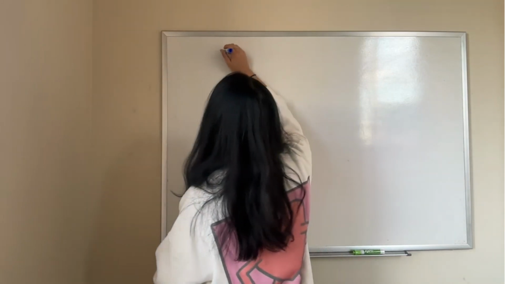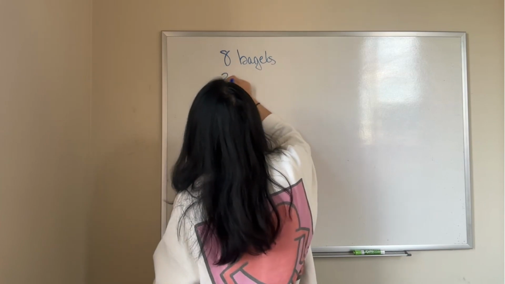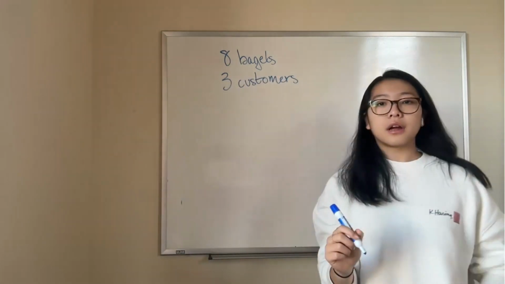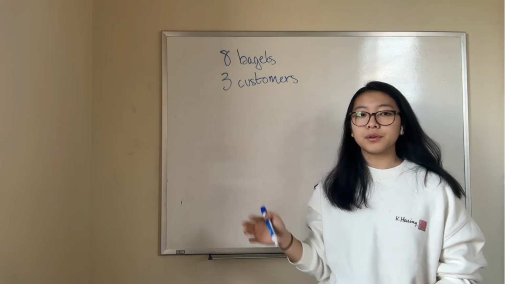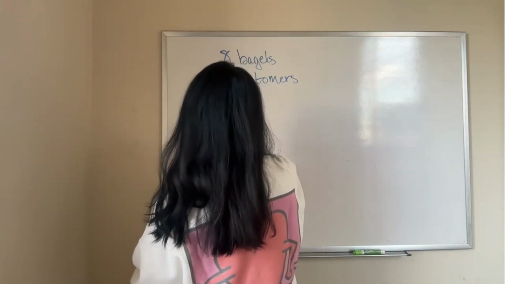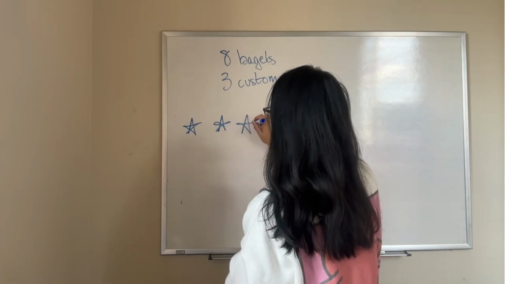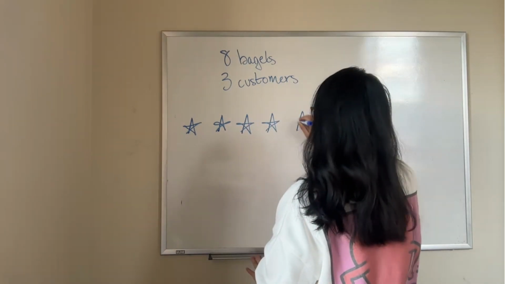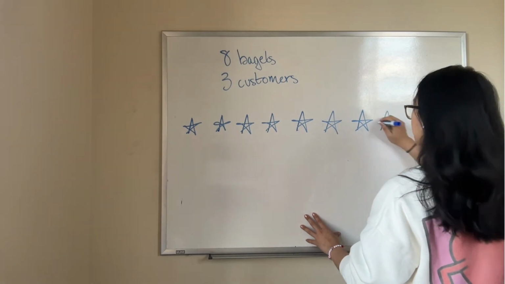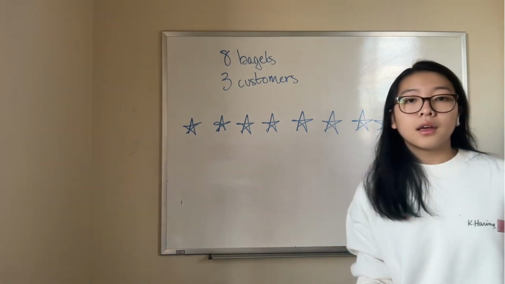So suppose you're the owner of a bagel shop and you have 8 bagels and 3 customers, and you want to figure out all the different ways we can distribute our 8 bagels among the 3 customers. We can start by drawing a picture, and we can represent our bagels using 8 stars, so 1 star for every bagel. I'm drawing my stars with a little bit of space between each of them, and you'll see why in a second. It's 1, 2, 3, 4, 5, 6, 7, 8.